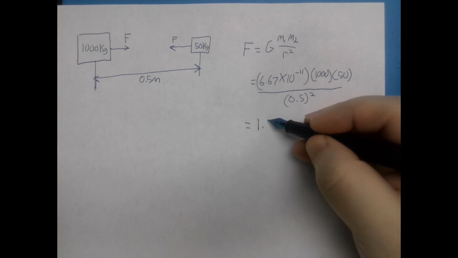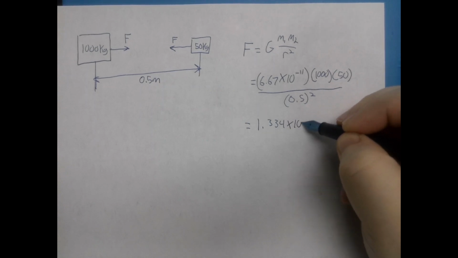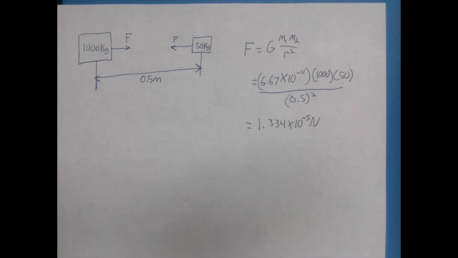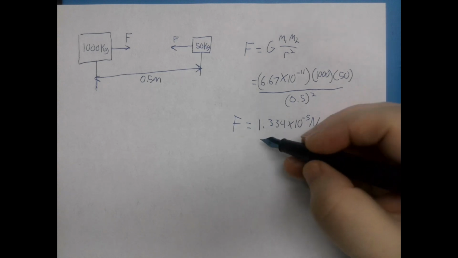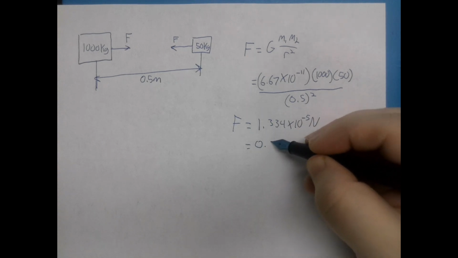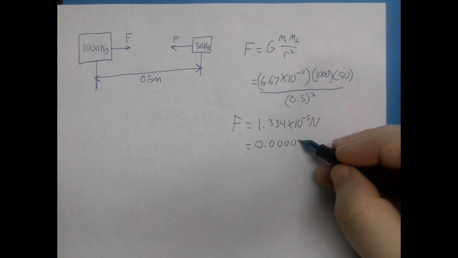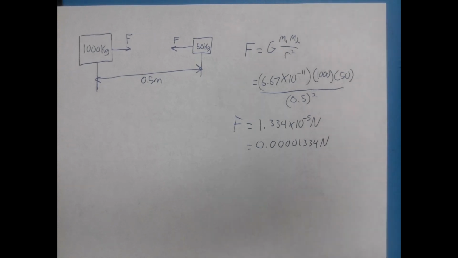And we see that the force is 1.334 times 10 to the negative 5 newtons. So a very small force. That's equivalent to 0.00001334 newtons. We're writing it not in scientific notation. And again, 1 newton of force is about the force needed to lift an apple 1 meter in the air in 1 second. So that is an incredibly small force.